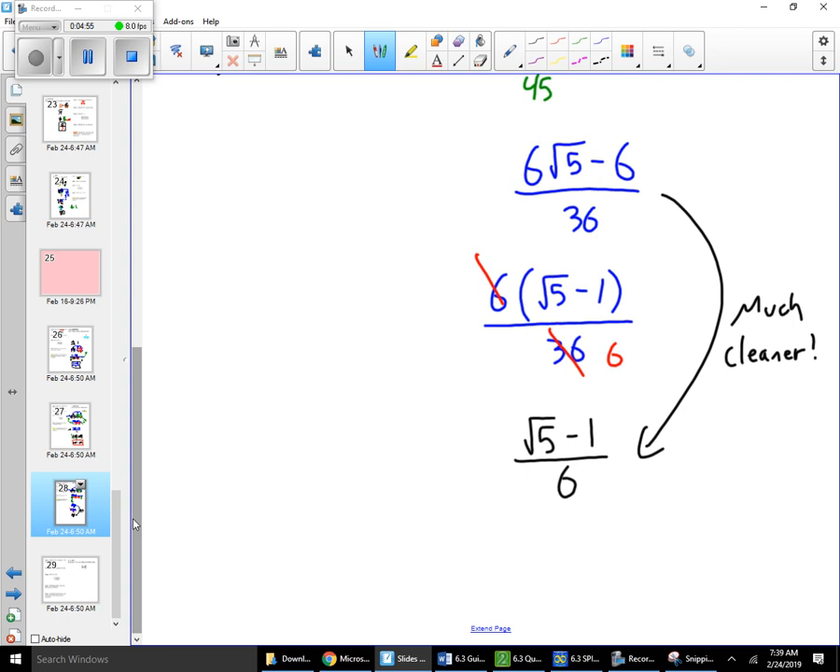So always be on the lookout, see if there is anything that can be simplified. In this case, it did work out nicely in that 6 is a factor of 36. In the previous example, it just happened to be even numbers. We were able to reduce by 2. Take a look, see if there's a common factor of 3. Sometimes there's a common factor of 5. Those are really the ones that happen the most often.